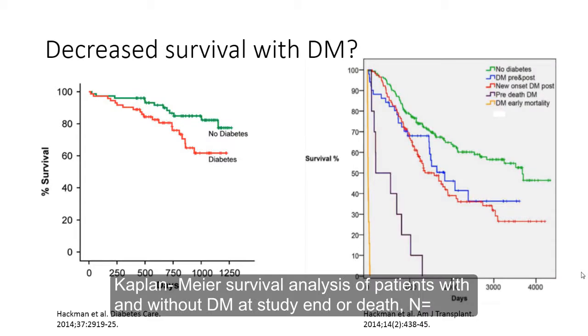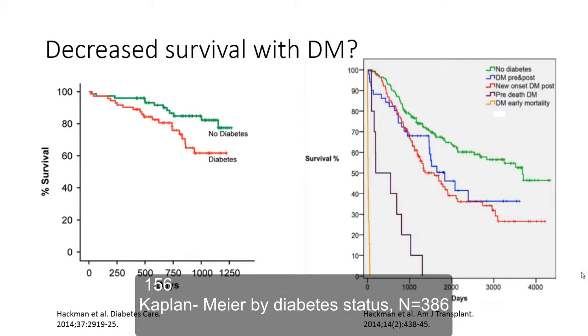And then here's some data from a center in 2014 where they looked at, I think the one on the left, about 150 of their patients, and the one on the right, almost 400 patients. It's from the same center, but a different time frame and number of patients. They just looked at diabetes or not diabetes, so they didn't specify if patients had diabetes prior to transplant or developed it afterward, but overall there was lower survival in patients with diabetes. And I think we can all understand why that would be, because diabetes in general comes with a lot of comorbidities.